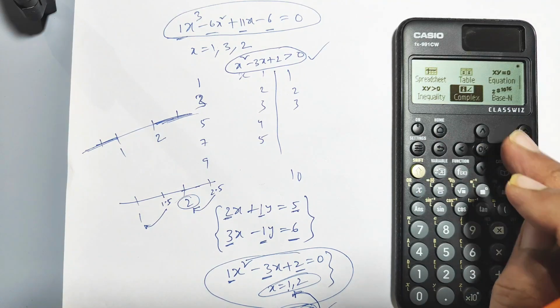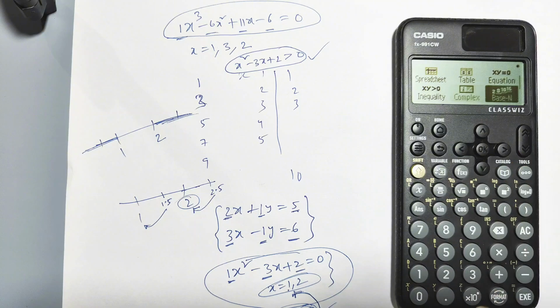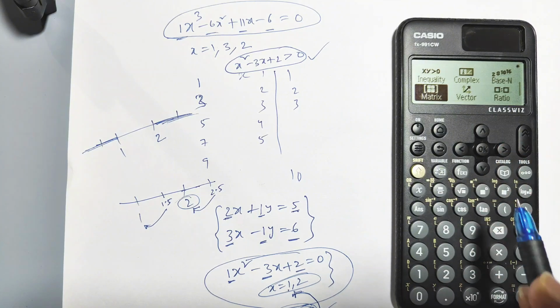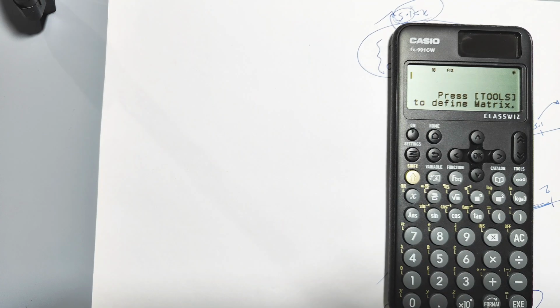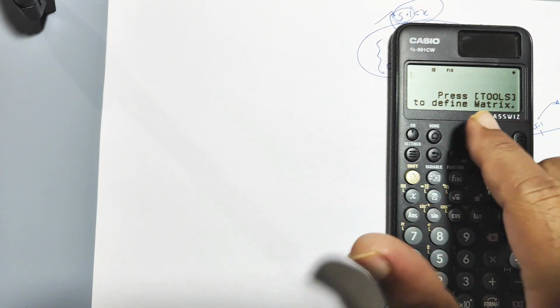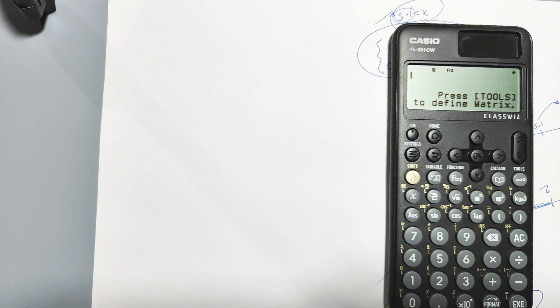So you can deal with complex numbers when you are in complex mode. Now, this is very important. Coming to matrix operations, you enter into matrix operations, right? Press tools. It is asking to press tools to define a matrix. So if you want to define a particular matrix, you have to enter into tools.